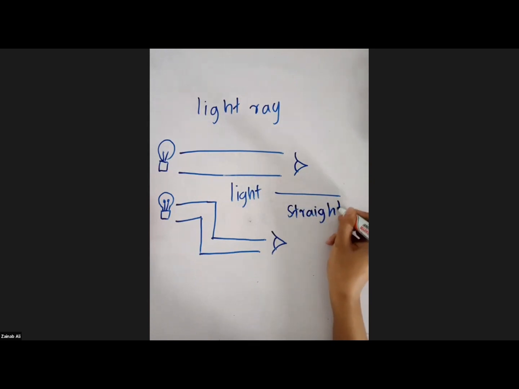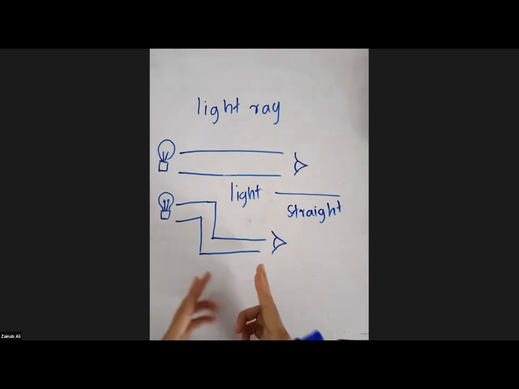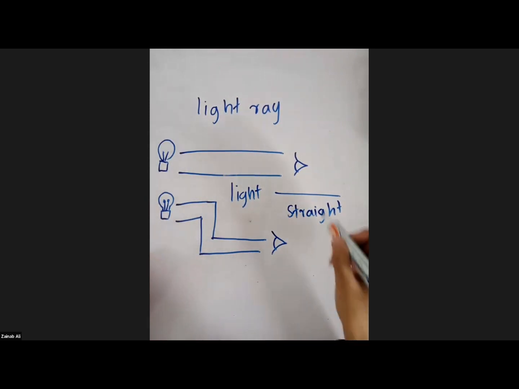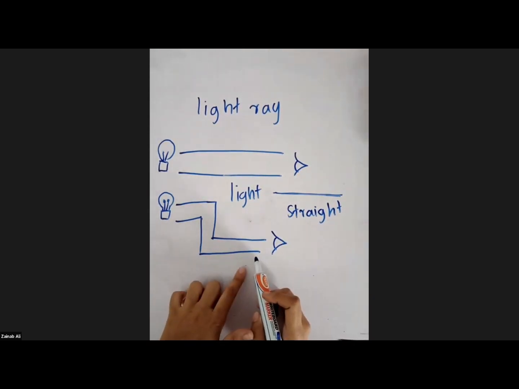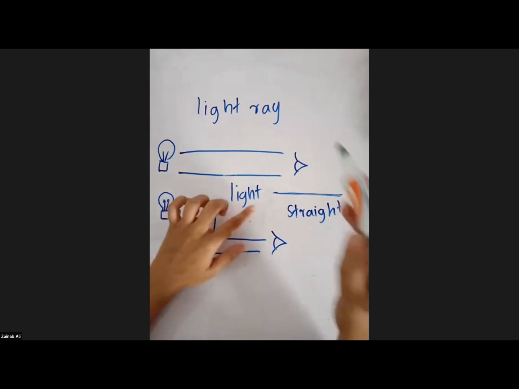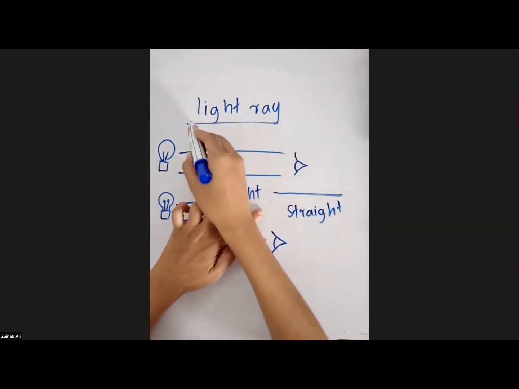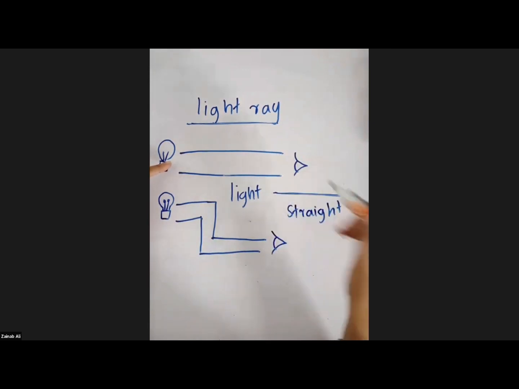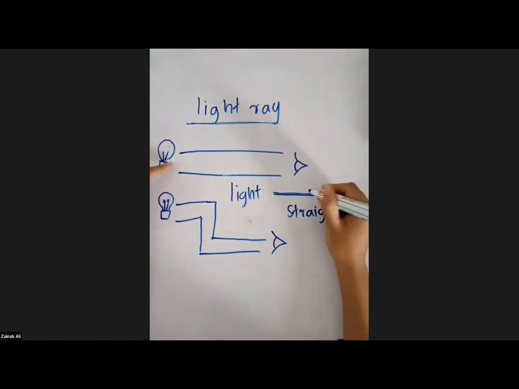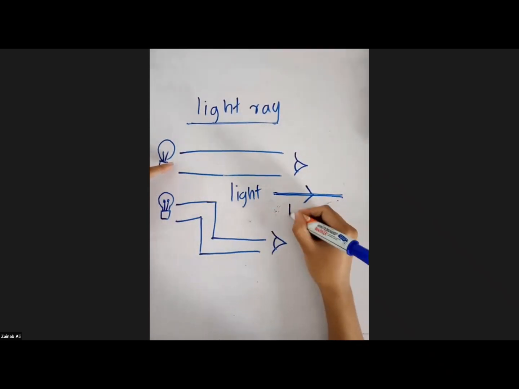So why didn't we see the light in the second one? Because we should know that light travels in a straight line. That's why we were not able to see the light in the second tube. So, what is a light ray? We said that light travels in a straight line, right? So how do we draw a light ray? We'll put a straight line and we'll put an arrow like this. That's how we draw a light ray.